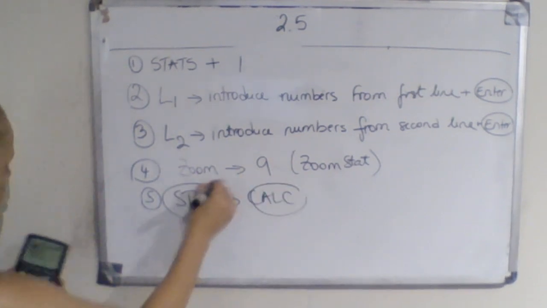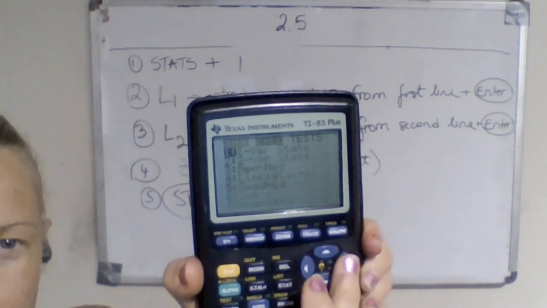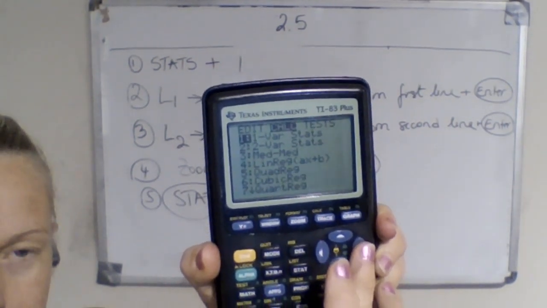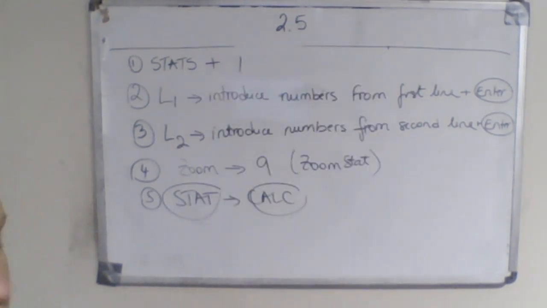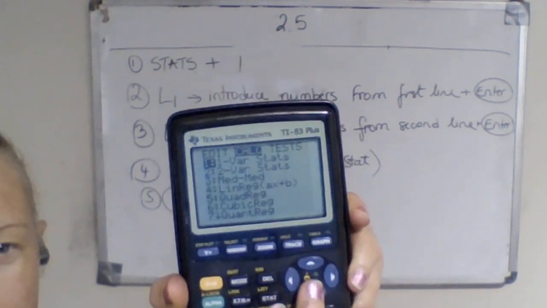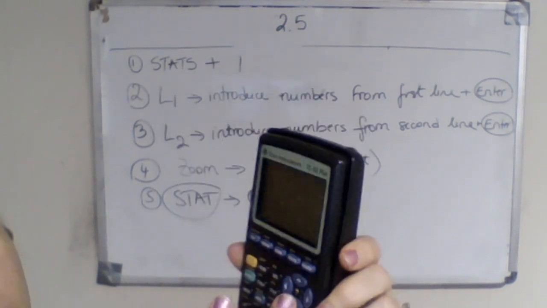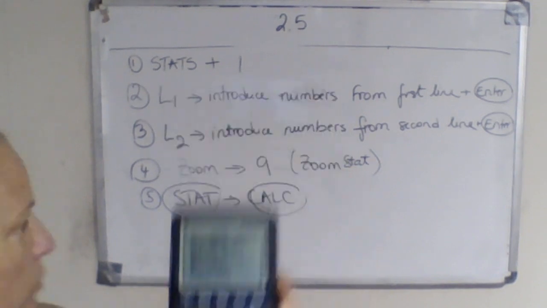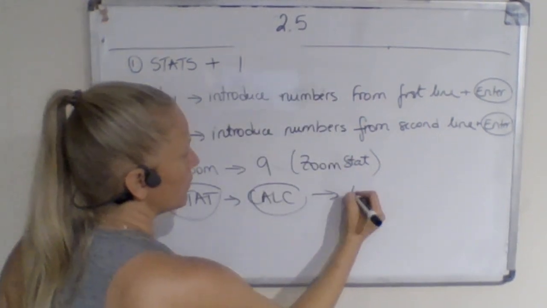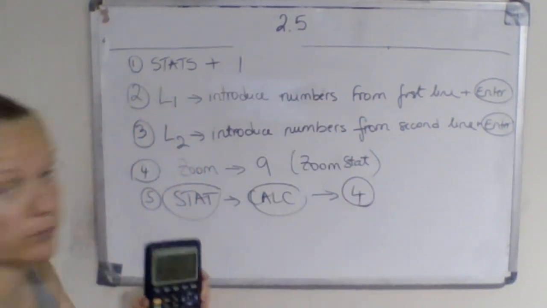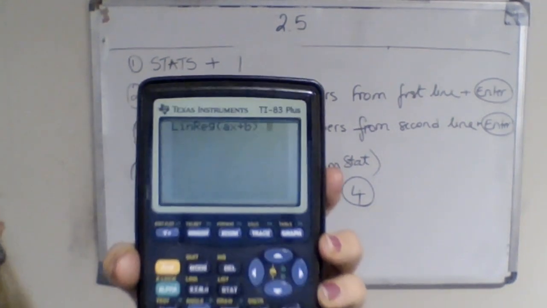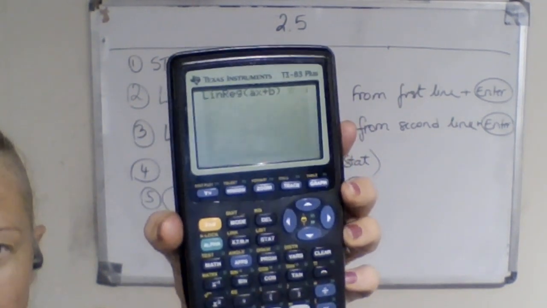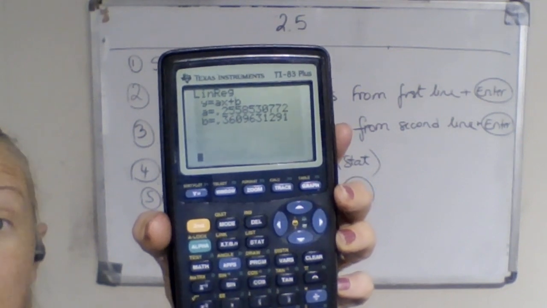Let me show you where it is. So you do stat, you move over to calc, and then you go all the way down to number 4. So you're going to use your arrow, go all the way down to number 4. It's LinReg. So you go calc and you just push 4. All you have to do is push 4. If I do 4, it's going to ask me this. You're going to hit enter, and it's going to calculate for you.